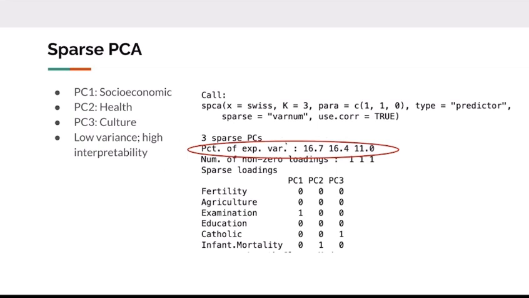The point of this slide was to really show that although sparse PCA is interpretable, it does have very low variance. So if we were able to introduce more data into the data set, it may not be the best model for visualization purposes.